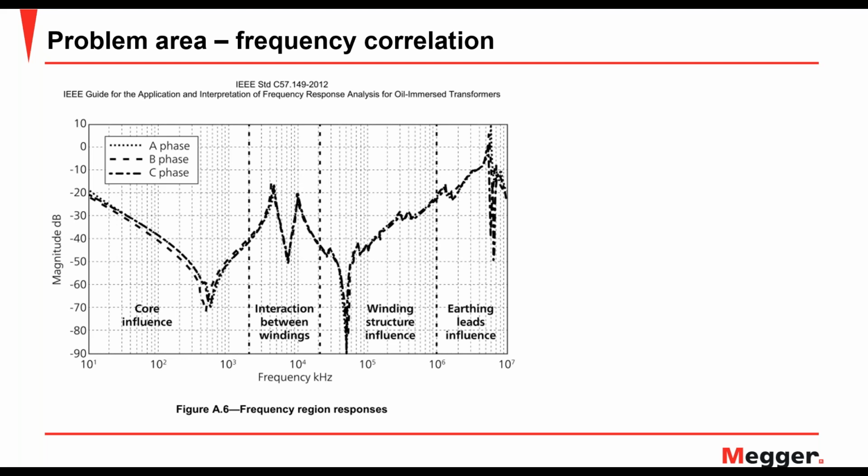SFRA is no exception. It points towards a particular problem area, and then further tests may need to be done to determine what exactly may be causing those deviations. But these are the general problem areas which correspond to the different frequencies. In the lower frequencies, the core plays a part. In the middle frequencies, the windings, the interaction between the windings, the winding structure, and in the higher frequencies, the grounding has an influence.